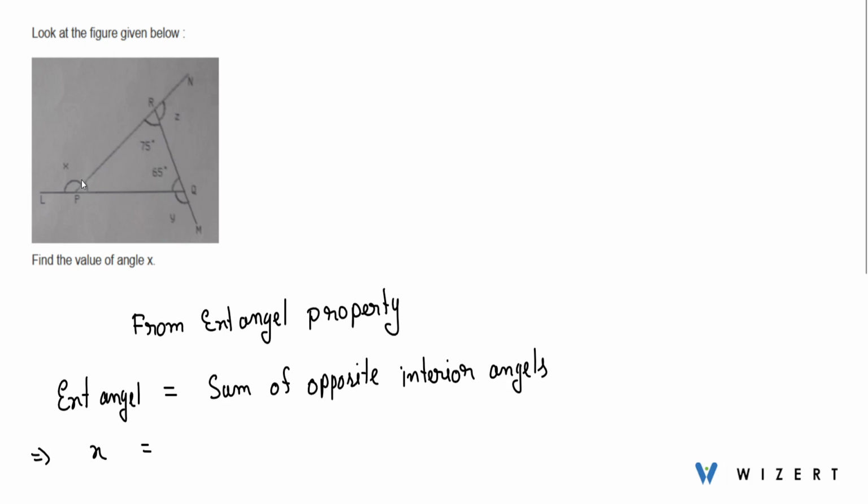So the opposite interior angles will be angle PRQ, which is 75 degrees, and angle PQR, which is 65 degrees. So x will be equal to 75 degrees plus 65 degrees. So 70 plus 60 will become 130, and 5 and 5 will become 10. So it will be equal to 140 degrees.